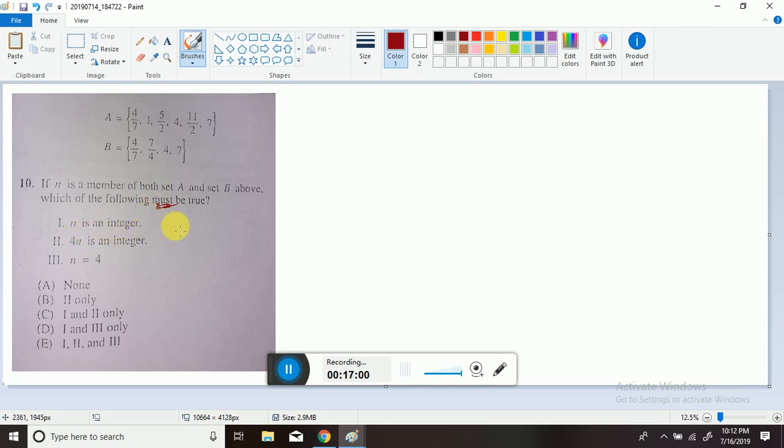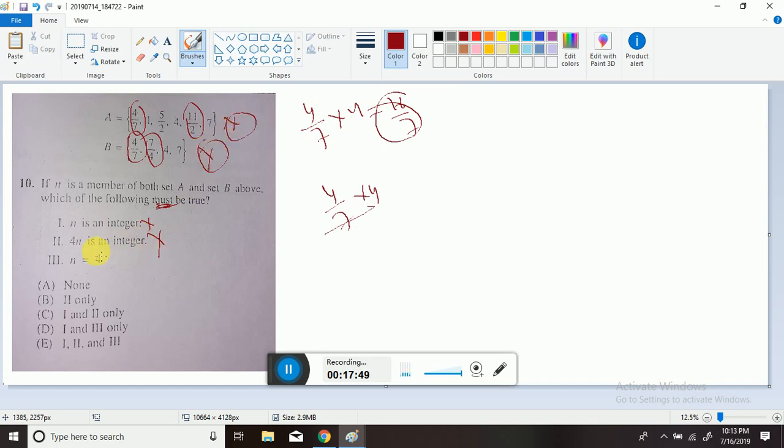N is an integer. That means all the numbers in set A and set B should be integers. We have very clearly seen that 4/7 is not an integer, 11/2 is not an integer, 7/4, 4/7, these all are not integers. So n is not necessarily an integer, must is there, so we need to be careful. N is an integer means multiplying with the number we have to get an integer. So if you look at this, 4/7 times 4 gives 16/7. So 4n in option A, this in set A, is not correct. And in the next one, again 4/7 times 4, same thing. So option B, 4n is an integer, is also wrong.